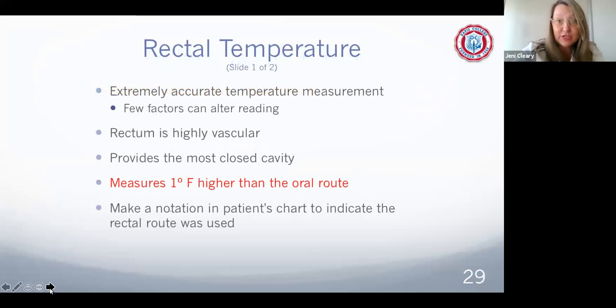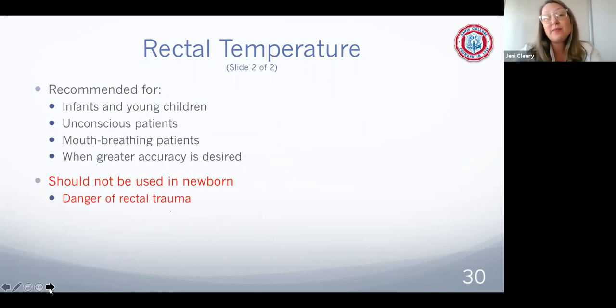Then we have the rectal temperature. This is an extremely accurate temperature measurement. Few factors can alter the reading. The rectum is highly vascular. It provides the most closed cavity. It measures 1 degree higher than the oral route, and you absolutely need to make a notation in the patient's chart to indicate that the rectal route was used. This is recommended for infants and young children, unconscious patients, mouth breathing patients, and when greater accuracy is desired. It should never be used on a newborn due to the danger of rectal trauma.